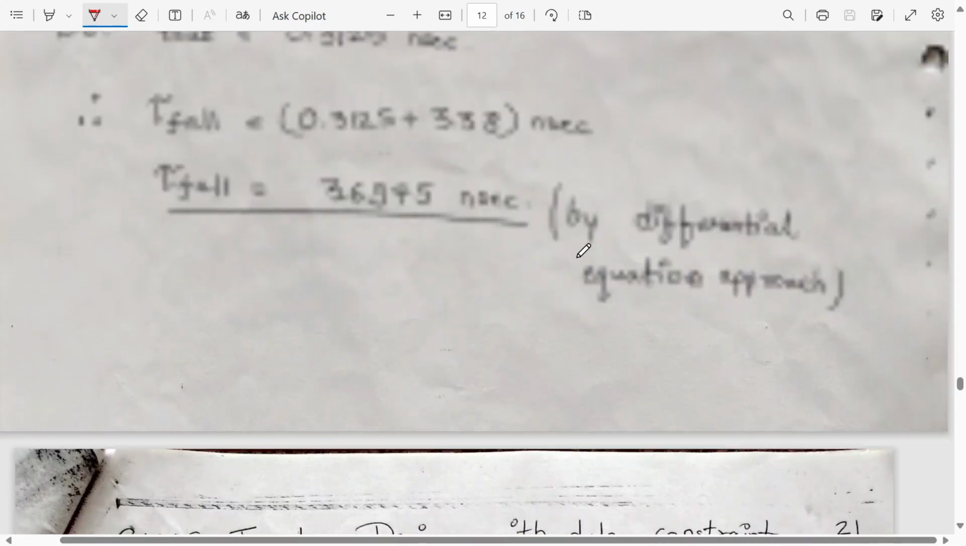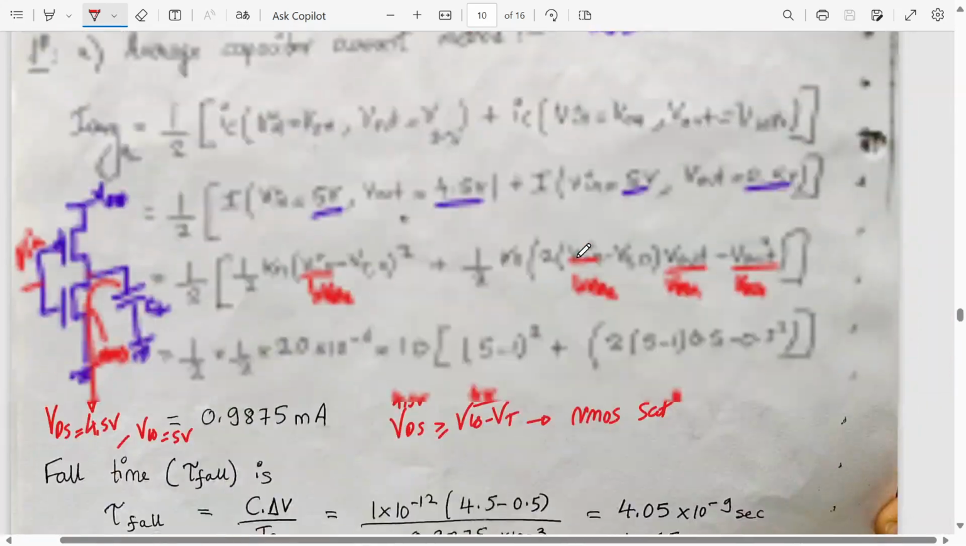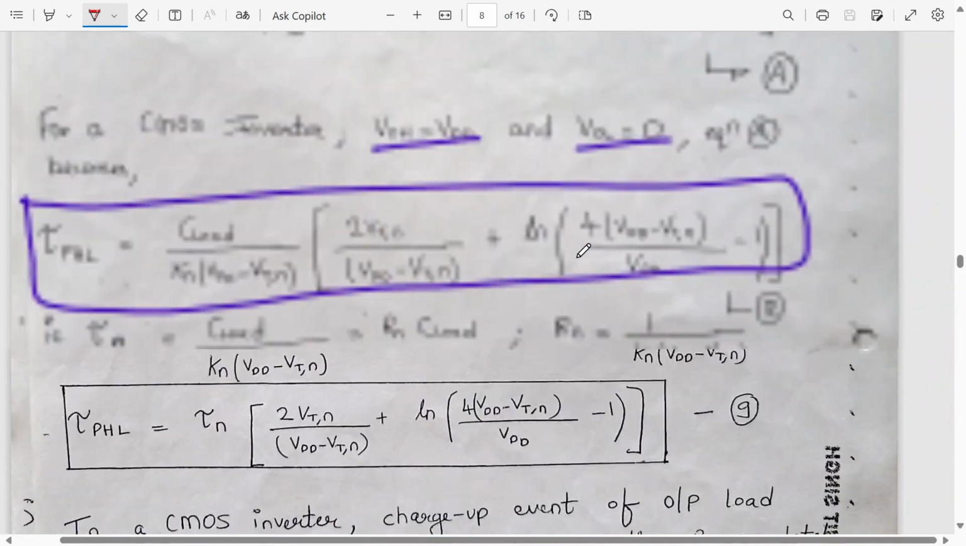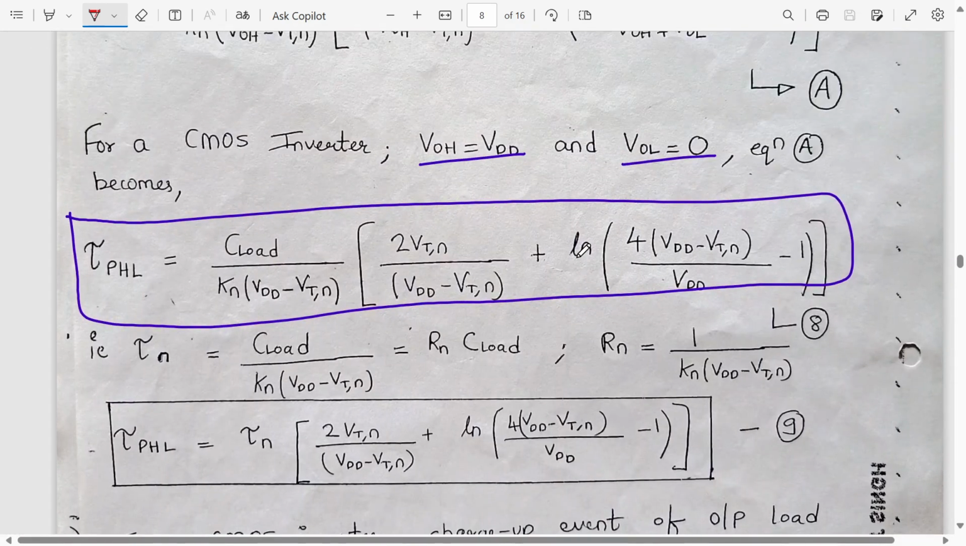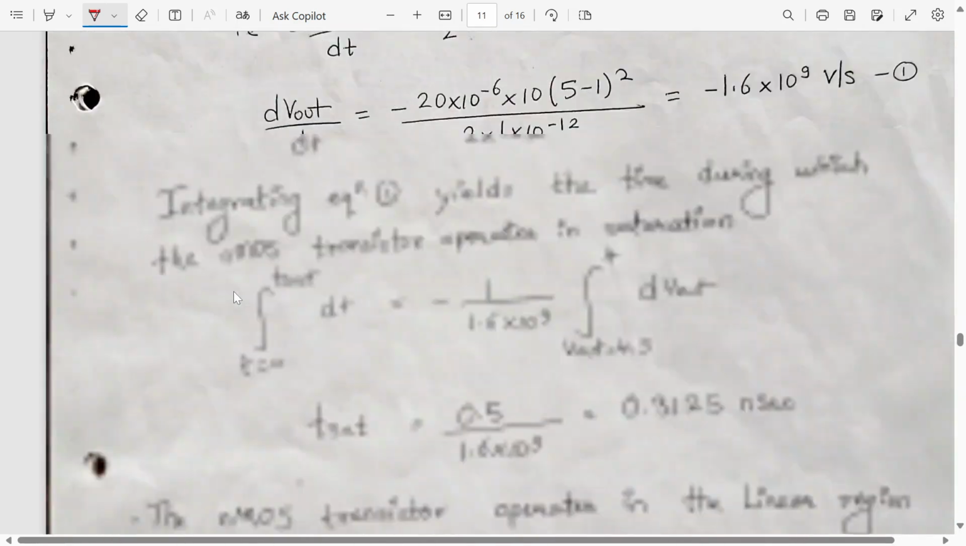So remember in that formula, let me show it to you one more time. We can have W by L ratio also over here, right? How? Kn, what is Kn? Mu n Cox W by L of n. So if I substitute W by L over here, I can write the same formula as W by L equals C load upon mu n Cox tau p HL. So the same formula can be modified as follows, if a requirement of delay is there.